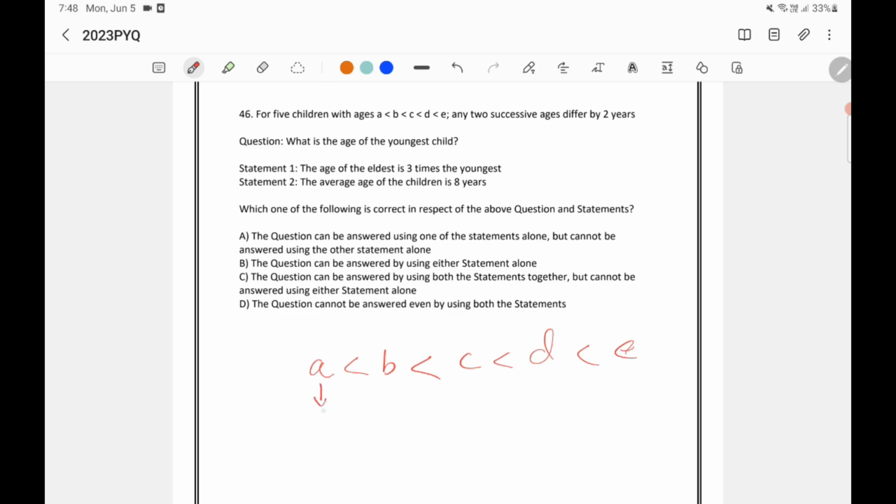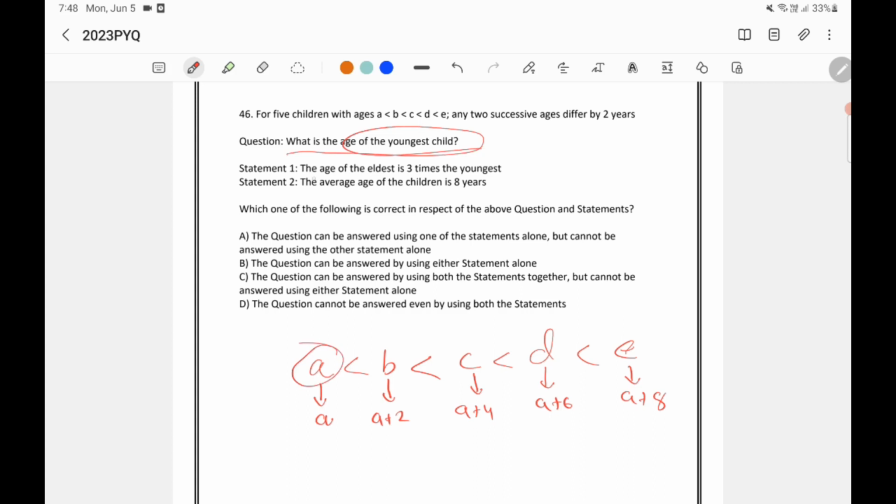So if this is A, then this will be A plus 2. This will be A plus 4. This will be A plus 6. And this will be A plus 8. Now let us take the question: what is the age of the youngest child? We need to find out what is A.